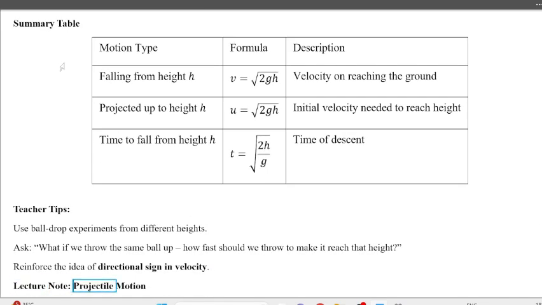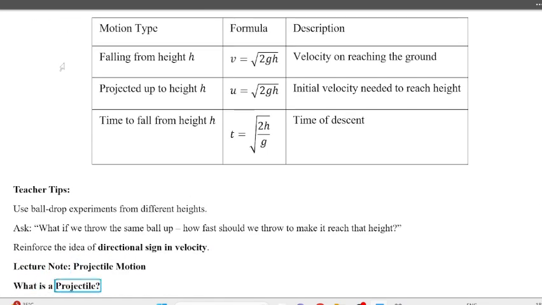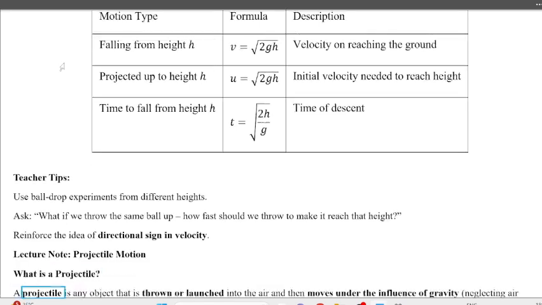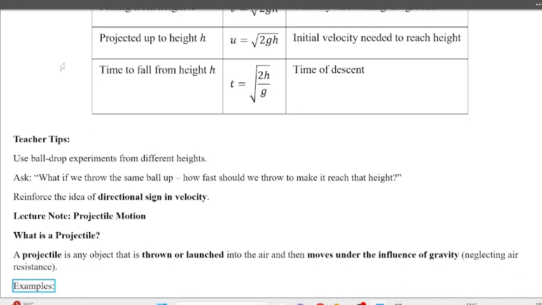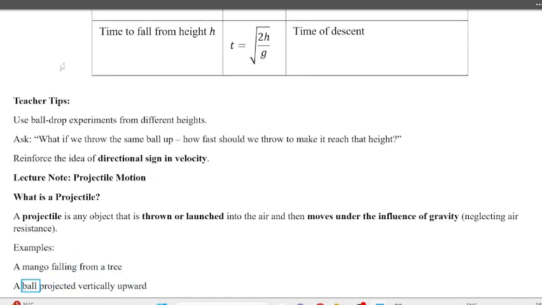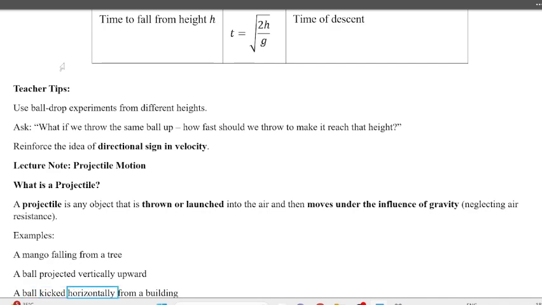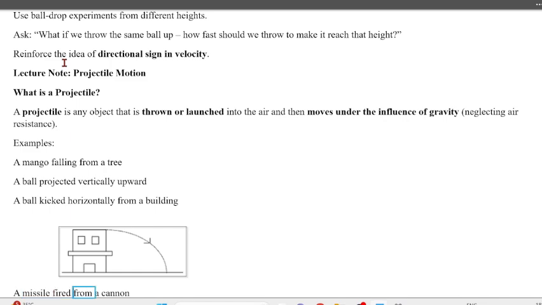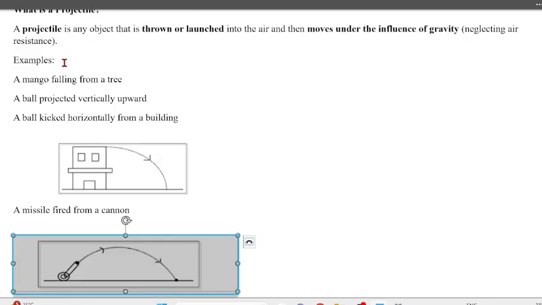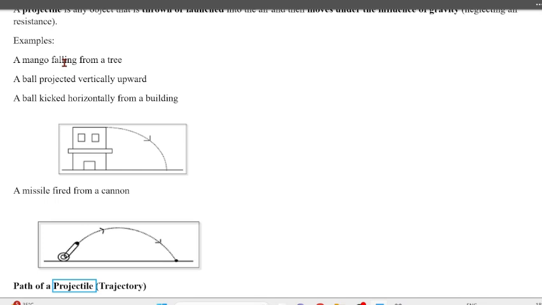Lecture note: projectile motion. What is a projectile? A projectile is any object that is thrown or launched into the air and then moves under the influence of gravity, neglecting air resistance. Examples: a mango falling from a tree, a ball projected vertically upward, a ball kicked horizontally from a building, a missile fired from a cannon. Picture: path of a projectile.